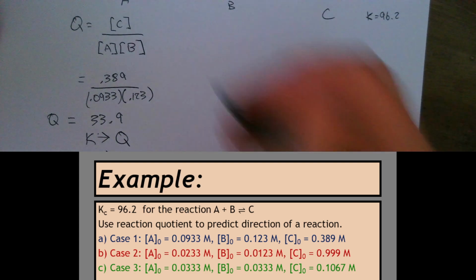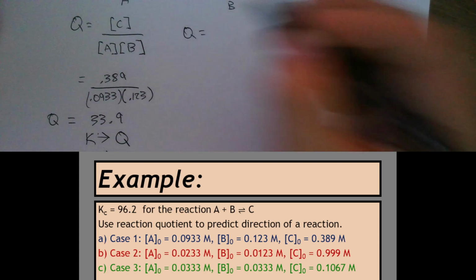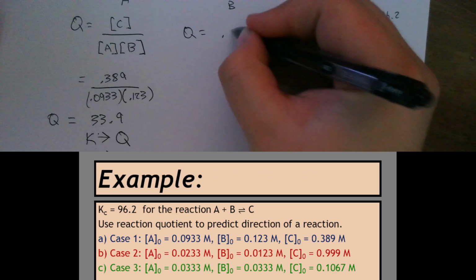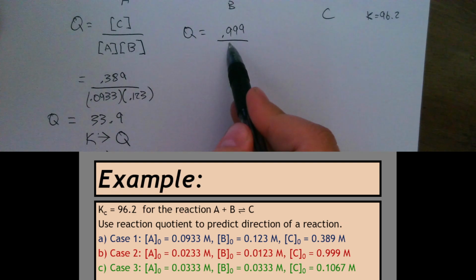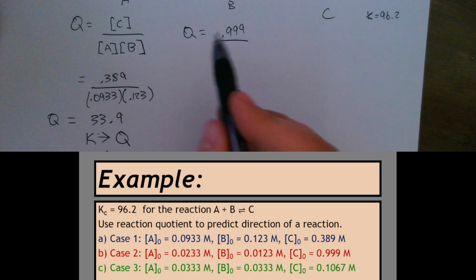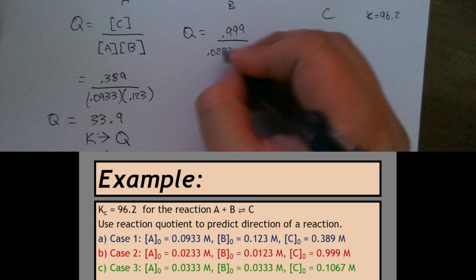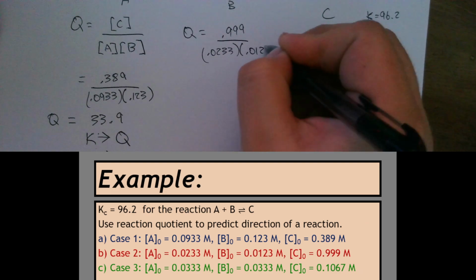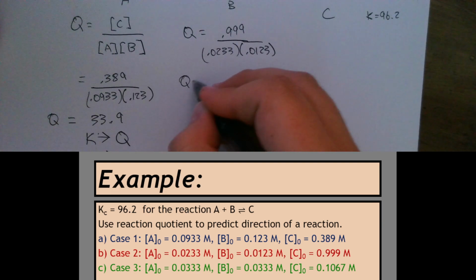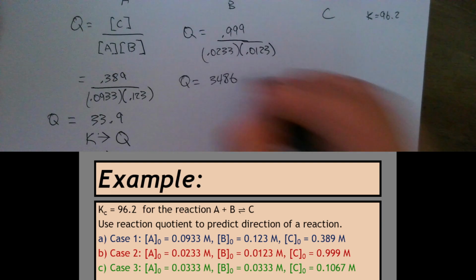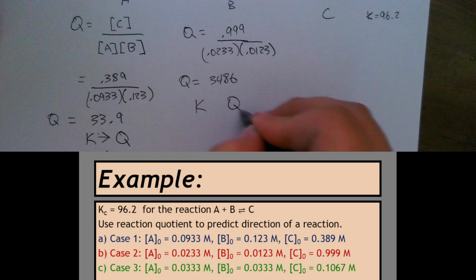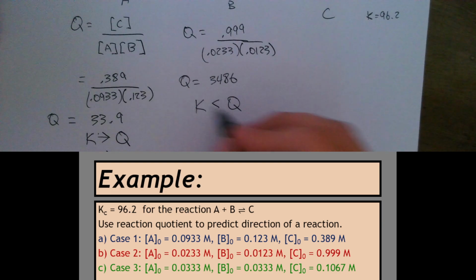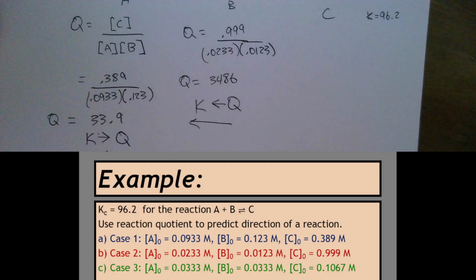Let's try B. Same Q, but just different numbers. So my C this time is 0.999. That means I have a little bit more product than I did last time, so Q is probably going to be higher. My A is 0.0233. My B is 0.0123. Plug this into my calculator, and this one's a large number, 3,000 something, 3486. Compare K and Q. Q's bigger this time, greater than. Draw my arrow. This reaction goes left.